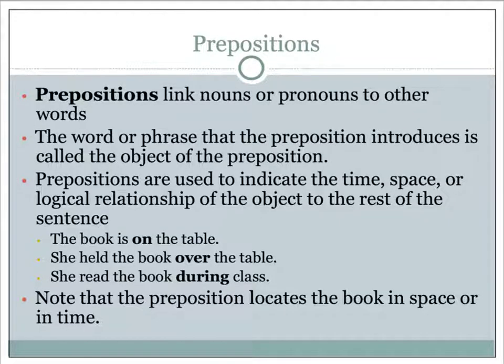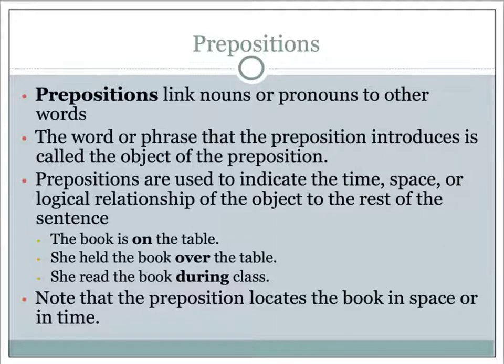Let's spend a few minutes talking about prepositions. On page 362 in your book, you have a list of frequently used prepositions. These are little words: about, above, before, behind, except, for, on, onto. They link nouns or pronouns to other words. That's what they do. The word or phrase that the preposition introduces is called the object of the preposition. Prepositions are used to indicate the time, space, or logical relationship of the object to the rest of the sentence.